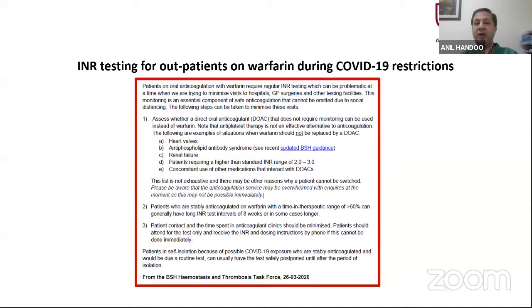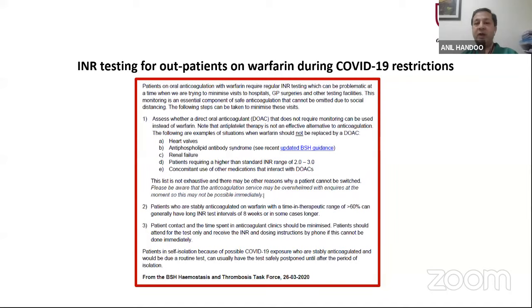Having said that, there is also a thought where people talk about putting them on the newer direct oral anticoagulant therapy, on the belief that you don't need monitoring in such cases. But anyways, the verdict is not yet clear, and we are still confused in this part of it.